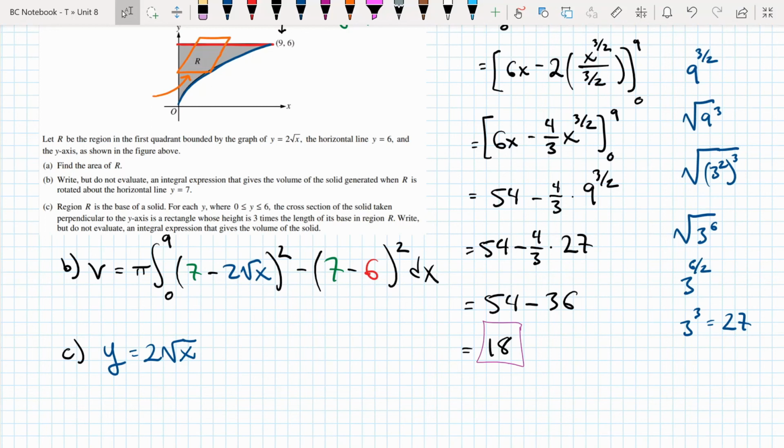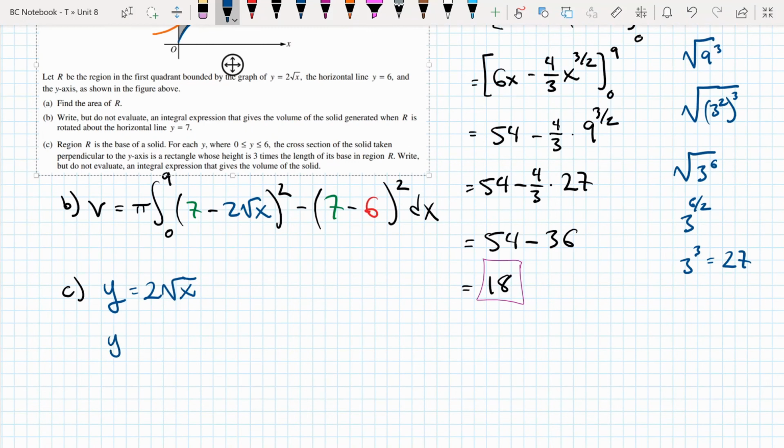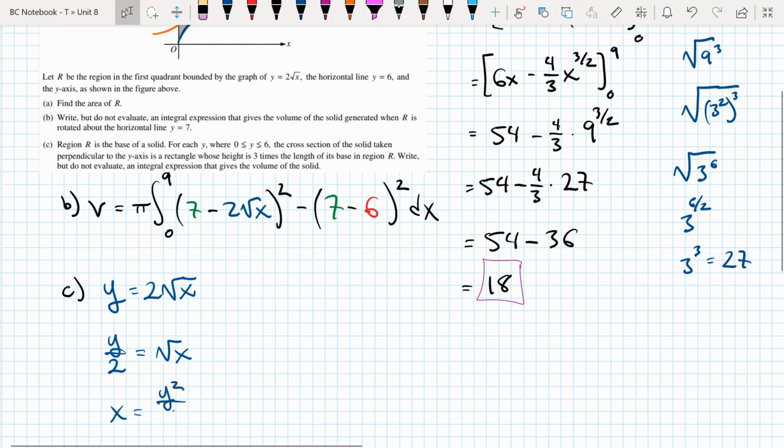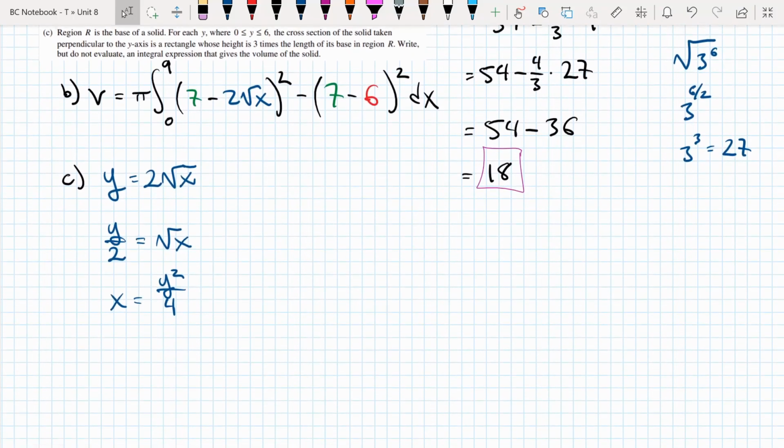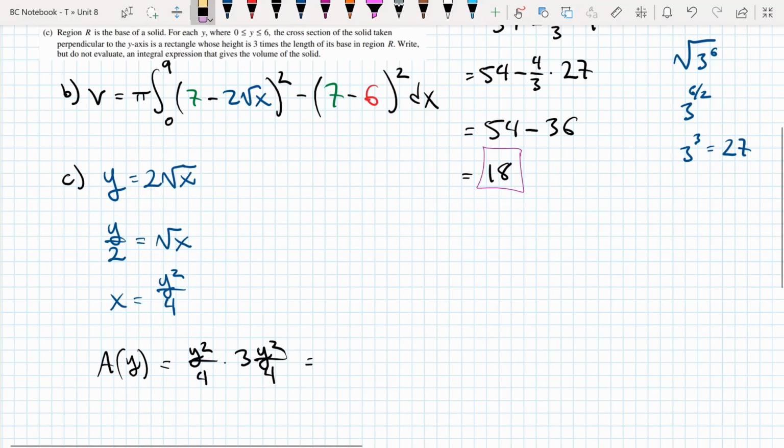So what we're going to do is solve this for x. So y over 2 is equal to the square root of x, and so x is equal to y squared over 4. Well, that's going to be the base of each of these rectangles, and we know the area can be found by taking the base times the height, and we know the height is 3 times the base, so we're going to do y squared over 4 times 3 times y squared over 4. And so the area of this region we end up with is 3 times y to the 4th over 16.